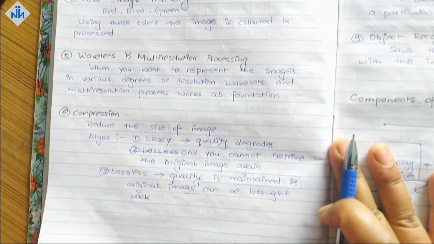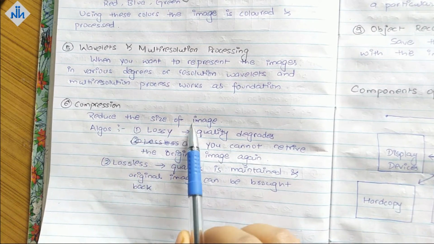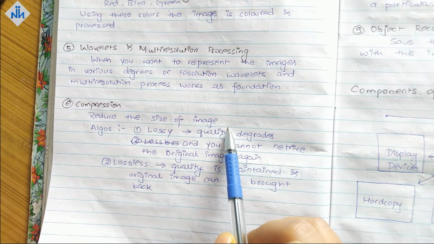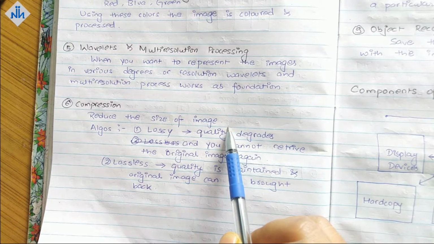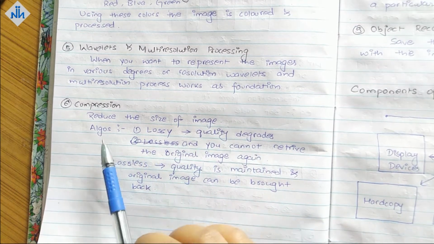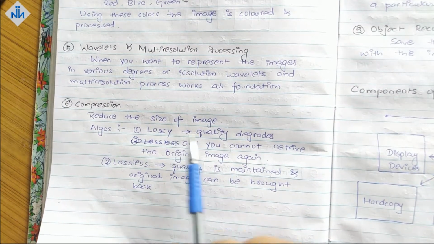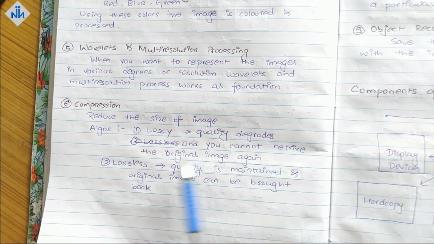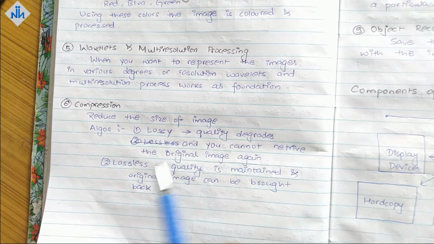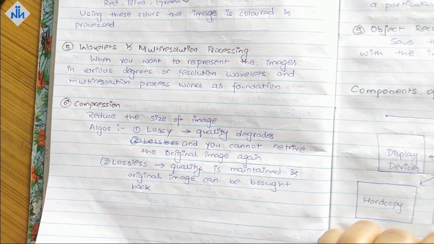After that, another step that you can apply is compression. This is used to reduce the size of the image. There are many websites, when we send an email and all, we cannot exceed a limit on the size of an image or a video, right? So that is compression. There are two ways of doing that, lossy and lossless. In lossy, the quality degrades and you cannot retrieve the original image again. But in lossless, quality is also maintained and the original image can be retrieved back as well.